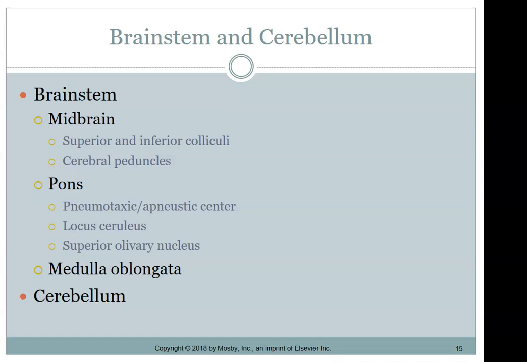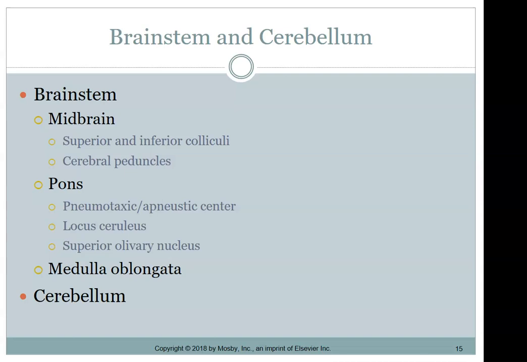It is the site of reflex centers for eye and head movements in response to visual and auditory stimuli. The superior and inferior colliculi of the midbrain are composed of sensory, visual, and auditory nerve fibers. The cerebral peduncles of the midbrain are the motor nerve fibers that connect the spinal cord and the cerebellum.